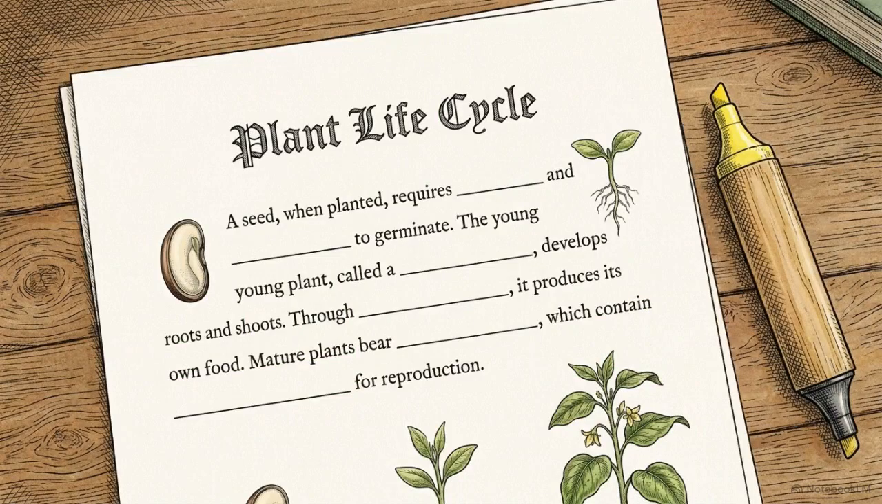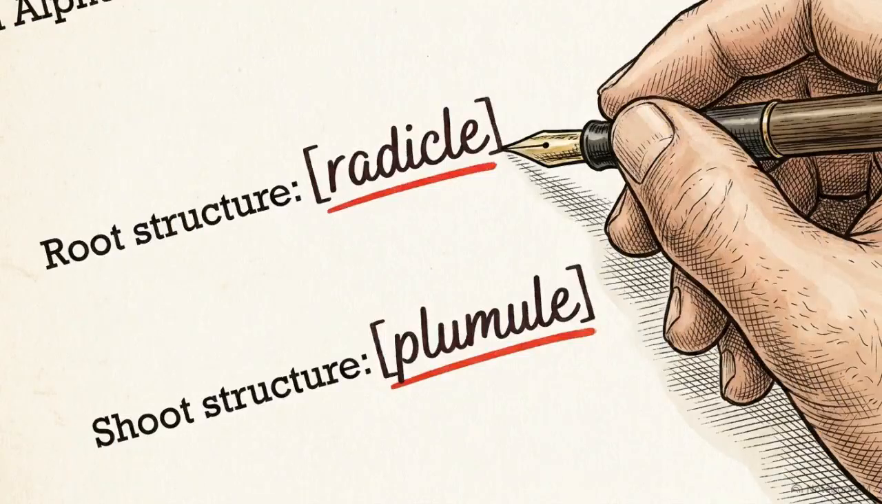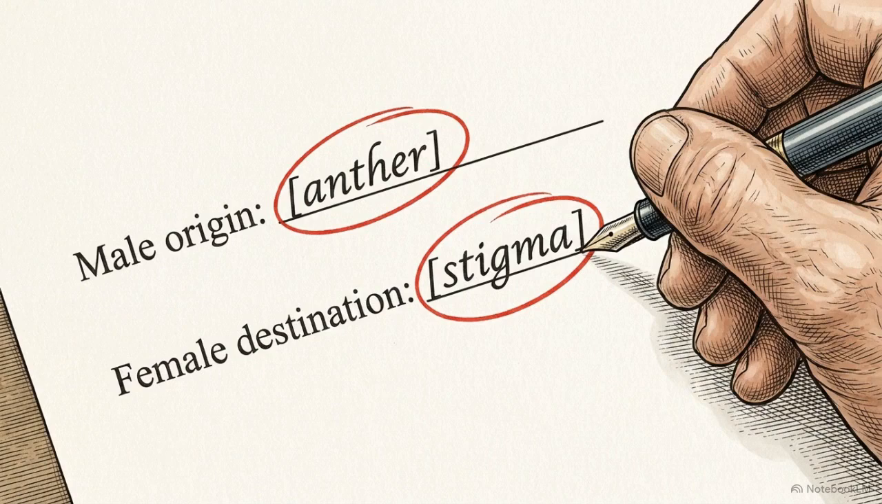Let's apply our anatomical terms to this sample exam paragraph. The seed breaks open, sending its root structure, the radicle, down, and its shoot, the plumule, up. This seed was originally formed when pollen traveled from the male anther to the female stigma.